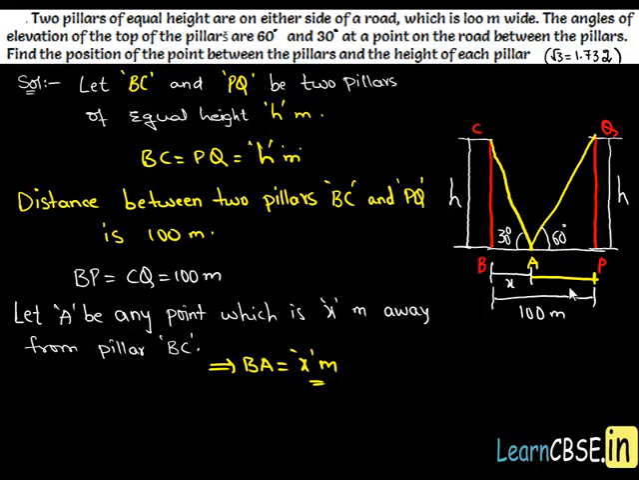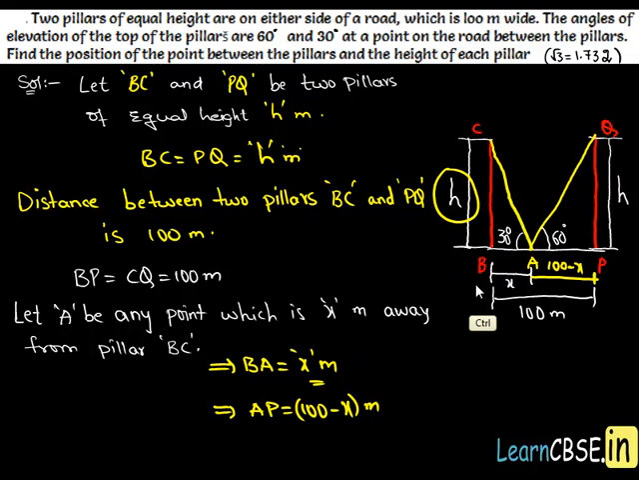Since the total distance is 100 and we have to find AP, we get it by subtracting BA from BP. That implies AP is 100 minus x. Here what we are supposed to find is the height of each pillar and the distance of the point from each pillar. How do we get this? Here we have two unknowns, h and x.